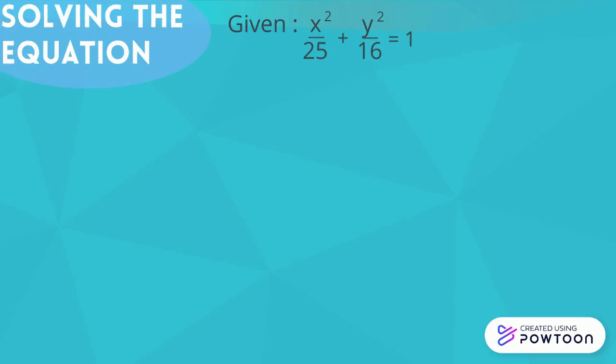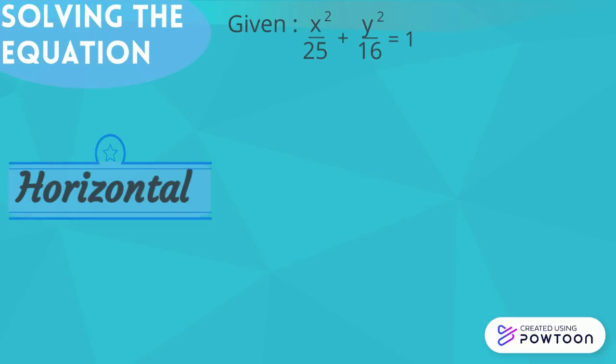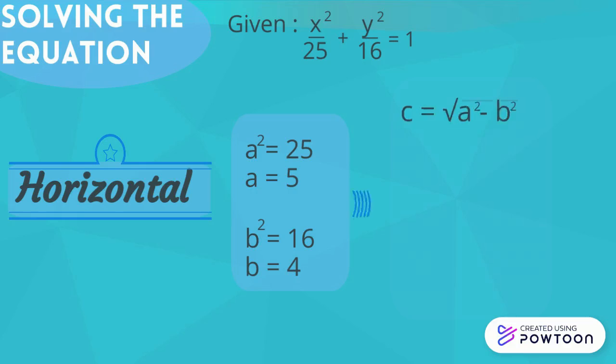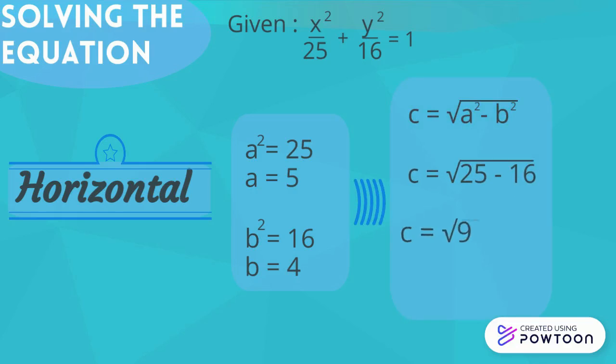Since in the given equation 25 is bigger than 16, we can tell that the major axis is horizontal. Then we can find a and b by taking the square root of a squared and b squared. The answers are 5 and 4. To find c, we use the formula square root of a squared minus b squared. Substituting, we get the square root of 25 minus 16, hence the square root of 9, so the value of c is 3.